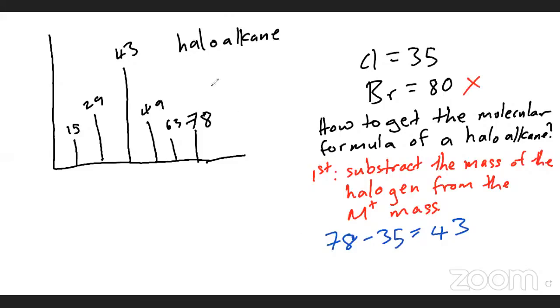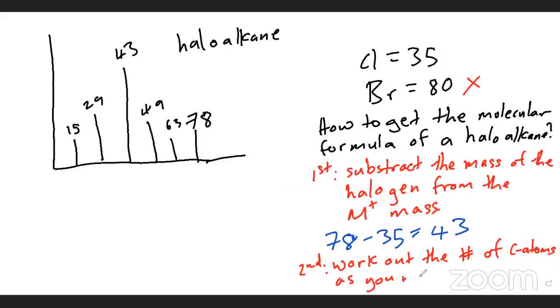Secondly, how do we work out the number of carbons when it's a fragment? Divide it by 12. So 43 divided by 12, we would get 3.6. Should we round it off? No, just leave it at the whole number. So it has 3 carbons.